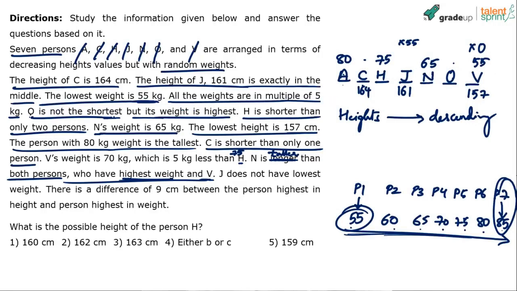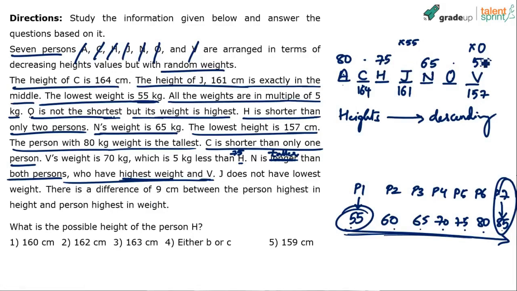All the weights are multiples of 5. So we cannot say anything about weights. 55, 65, 75, 80. O should be at least 85, minimum 85, right? That we know. We cannot say anything about the weights of C and J. Is anything given about the weights of C and J?